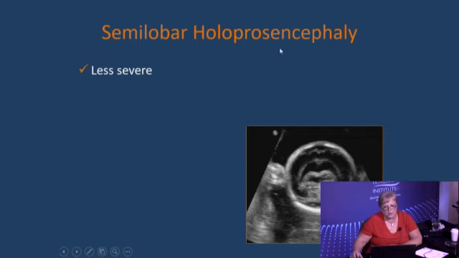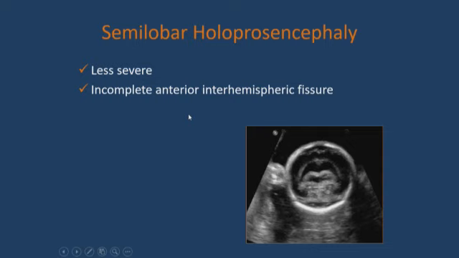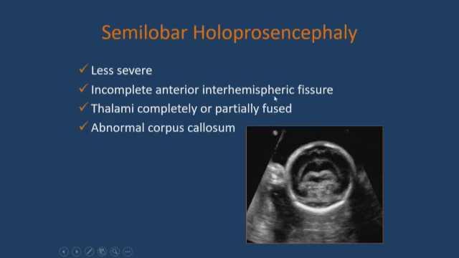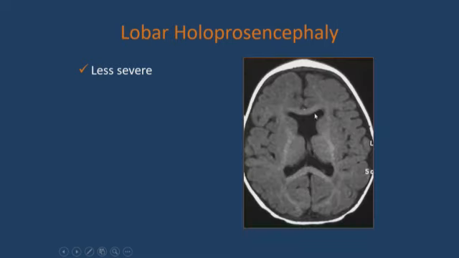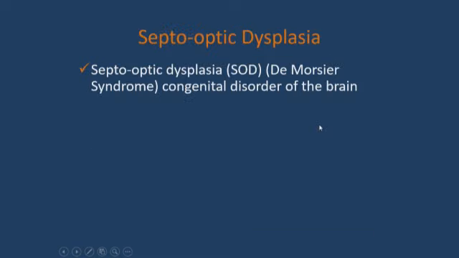Then we have semi-lobar holoprosencephaly. So that's less severe. You have incomplete anterior interhemispheric fissure. The thalami may be completely or partially fused, so again, not as severe as the alobar. You have abnormal corpus callosum. And so a lot of the ones that we see are going to be along the anterior horns. We see this communication with the anterior horns, so it doesn't completely divide. Thalami normal or partially fused.